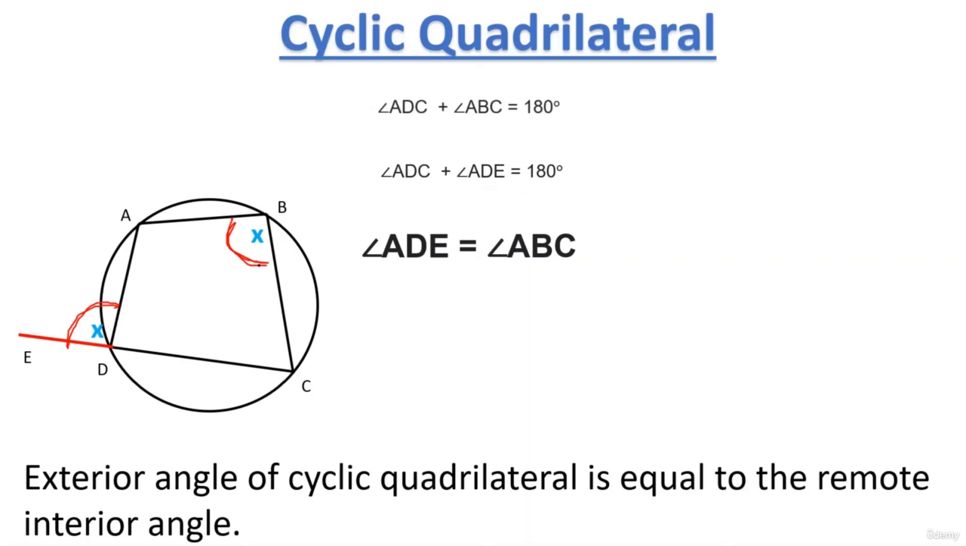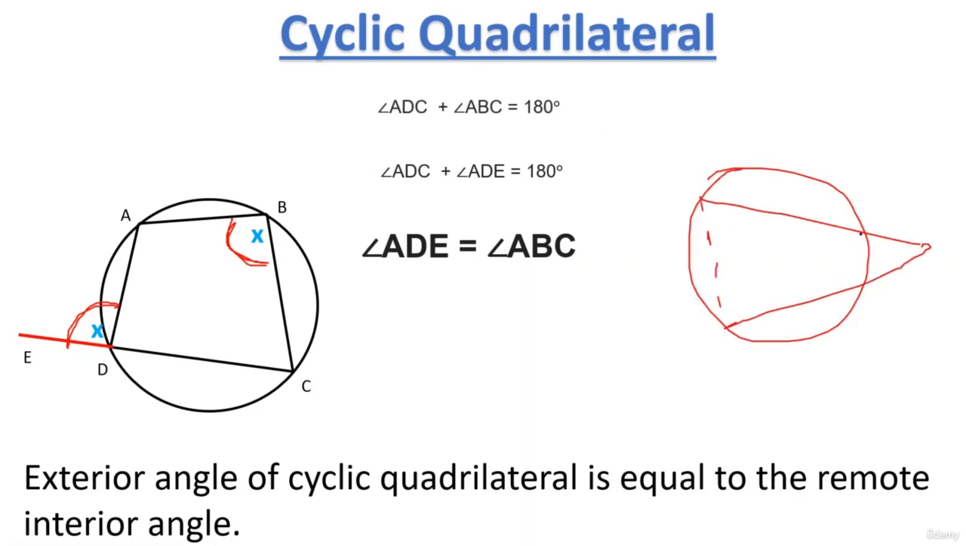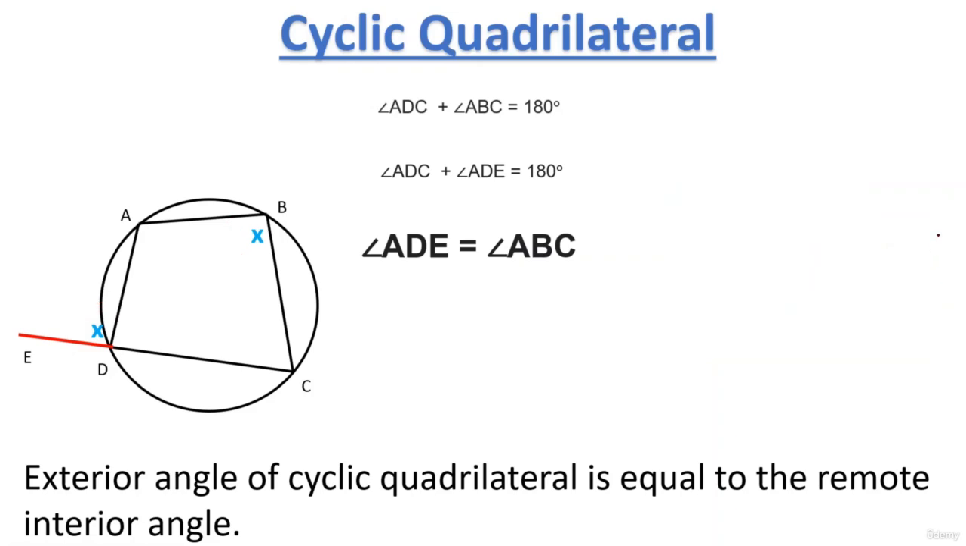If you remember, we used this same property when we proved that PA into PB is PC into PD for the point P outside, with the secants. We took this angle equal to that one, and in the same way you can take these two angles also equal. So it was an application of the cyclic quadrilateral property. Remember, the exterior angle of any cyclic quadrilateral is equal to the remote interior angle. Let's go on to the next part.